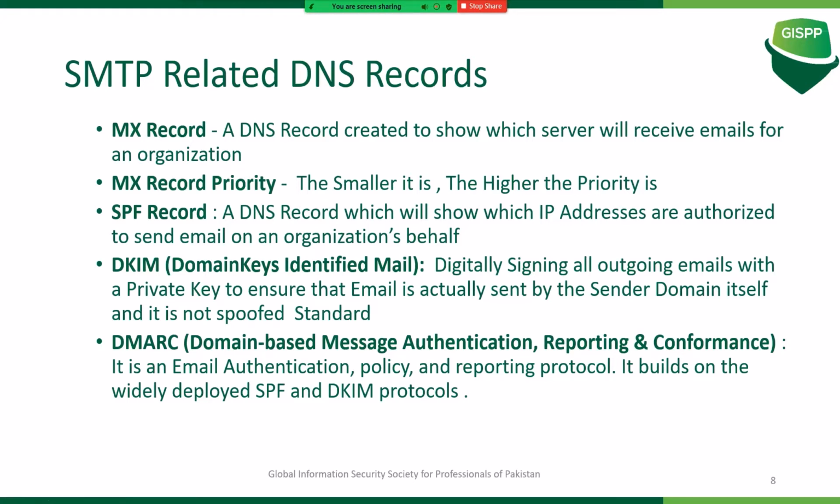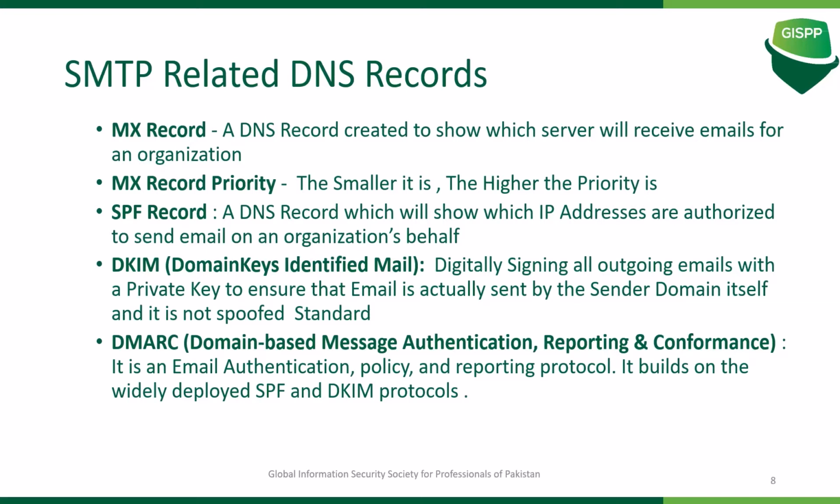Then there is MX record priority. This is very important. Normally, if you go and check the MX record, you will see some record priorities also, like 0, 5, 10, 1, 2, whatever. Normally, the smaller the number, the higher the priority. Like if a company has two MX records, the one which is 0 is on higher priority compared to the one which is 5 or 10.